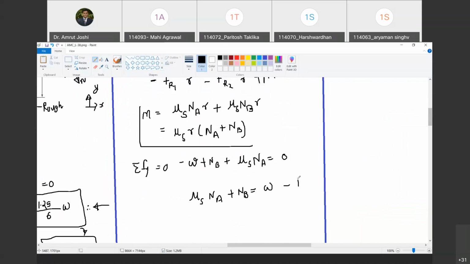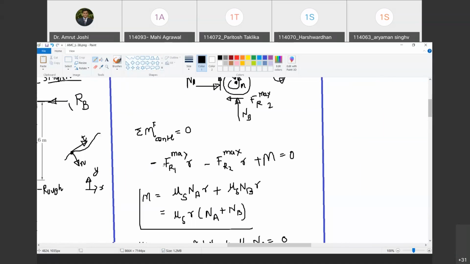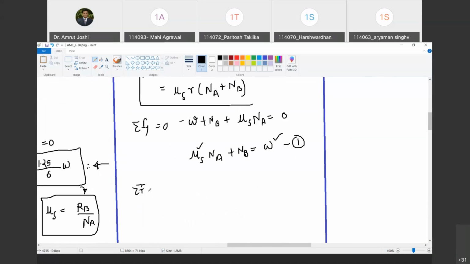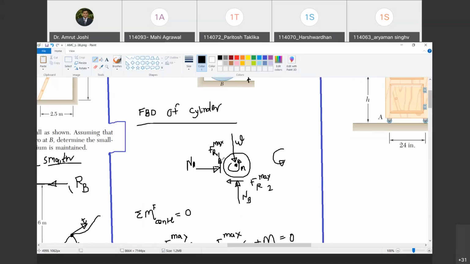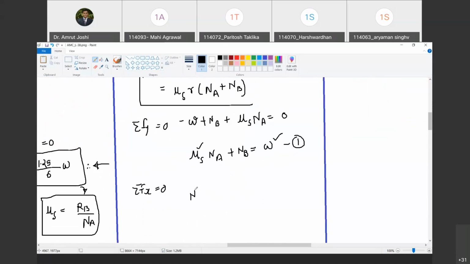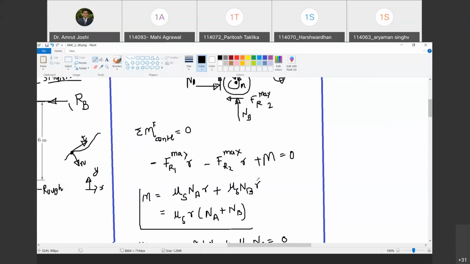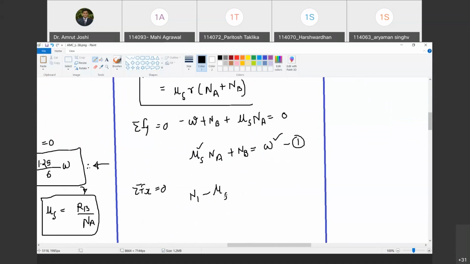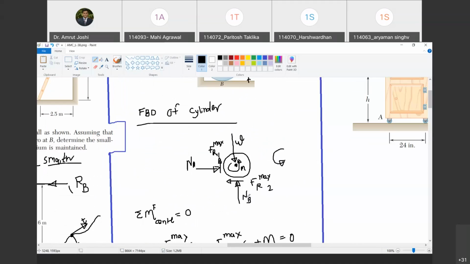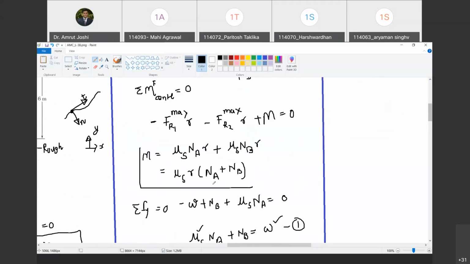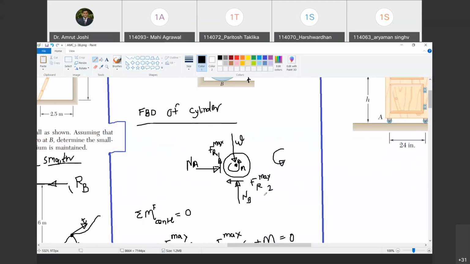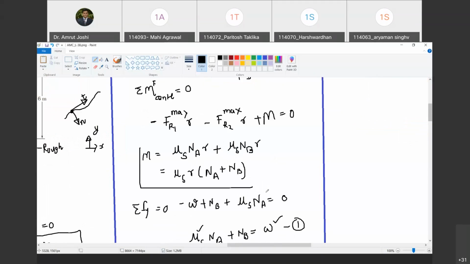Are you with me? Yes, sir. W is a known quantity. µs is a known quantity. The only unknowns here are Na and Nb. Happy? Yes, sir. Now what next? Summation Fx must be 0. So what does summation Fx equal to 0 give you? Na minus Fr2, that is µs times Nb. And by the way, I should call it Na. I'm sorry, not N1, Na. Na minus µs times Nb equal to 0. Do you agree with me?